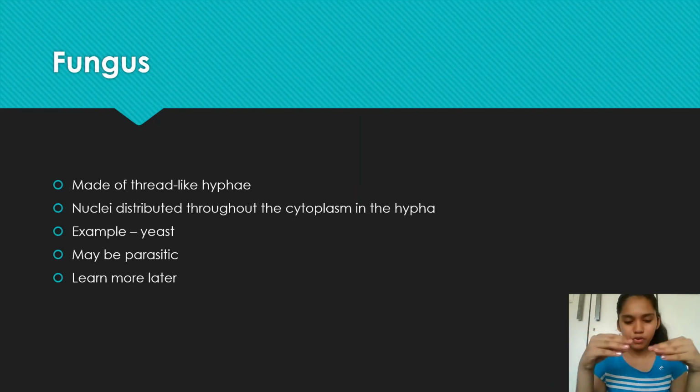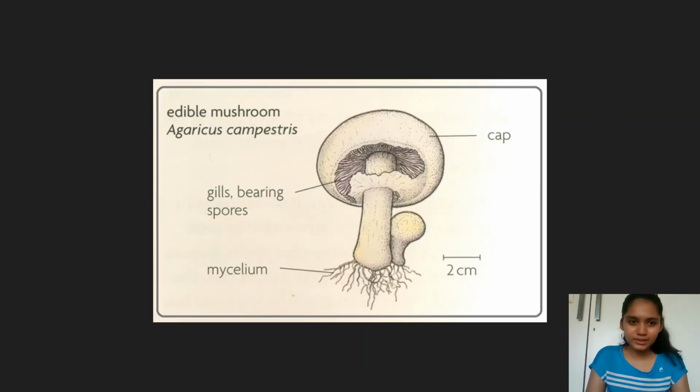form structures on the barks of trees, and they release enzymes inside the tree, and they absorb nutrients from the tree and thus slowly kill it. Yeah, it's sad. So we learn more later about fungus. This is an example. You have the mycelium, which is the main body. You have gills, which have spores. You'll learn about this later, don't worry. We'll do it again in asexual reproduction.